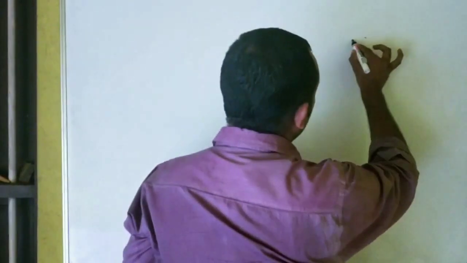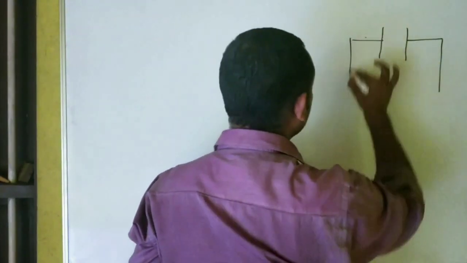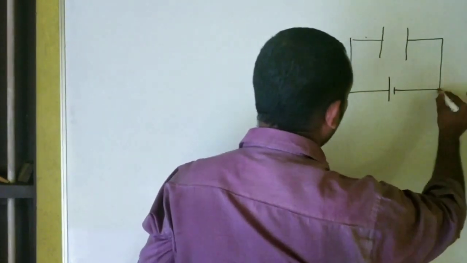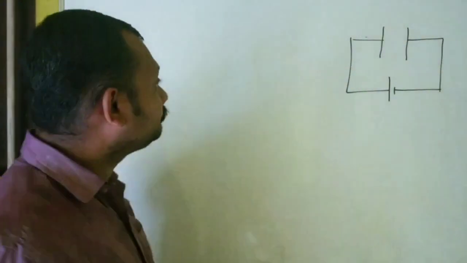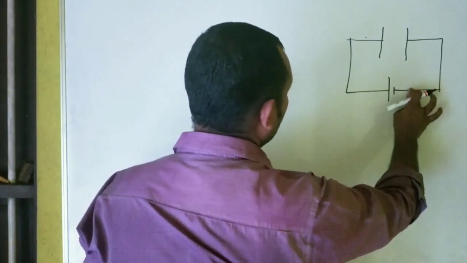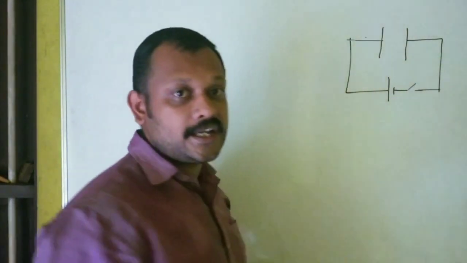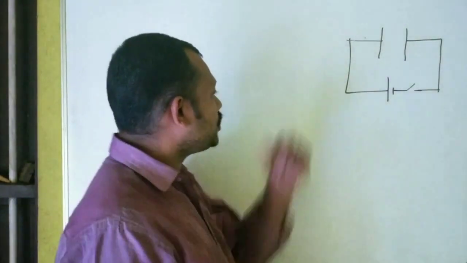Consider an uncharged capacitor connected to a cell by means of a switch. Initially, the switch is open, as you can see.